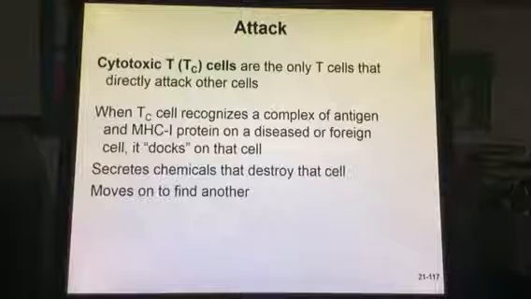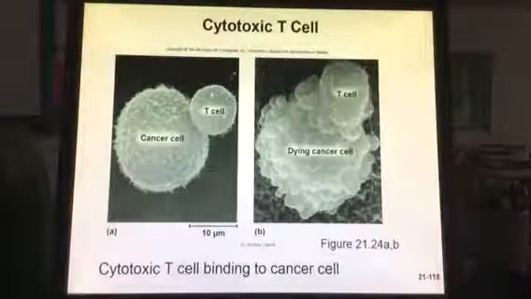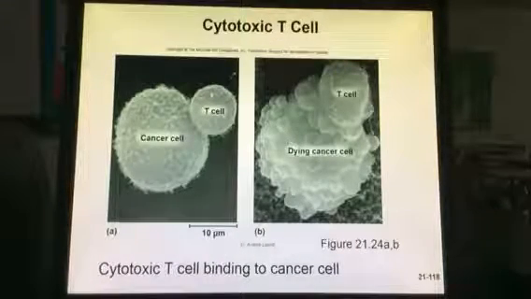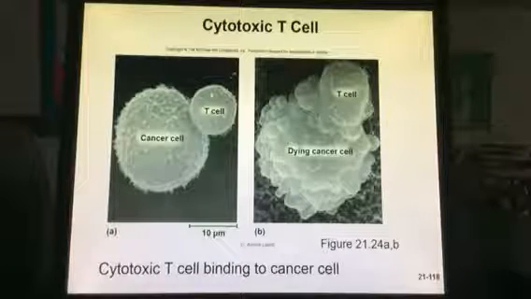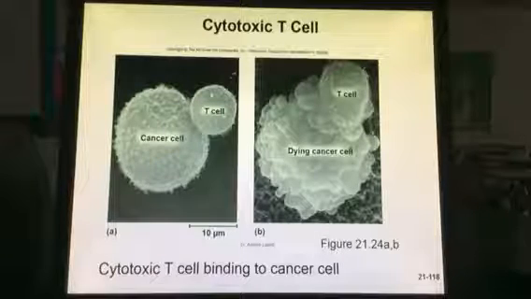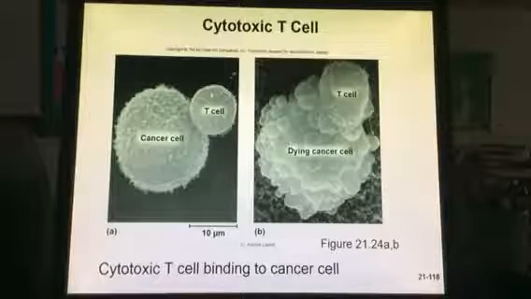Whereas the cytotoxic T cells are the actual T cells that are directly attacking other cells. And so when they recognize that foreign antigen or a diseased cell, they are going to dock on that cell, secrete chemicals, and then destroy that cell and move on. It's very similar to the process of those NK cells that we saw during the non-specific resistance. They make a hole in that cell membrane and then have their enzymes go in and then break apart the enzymes of the foreign cell. Again, I keep using the word foreign. I guess what I should be saying is an infected cell, a cancer cell, or a foreign cell.